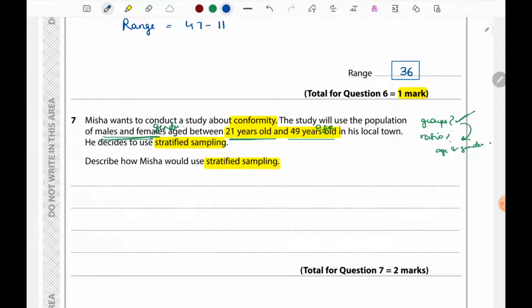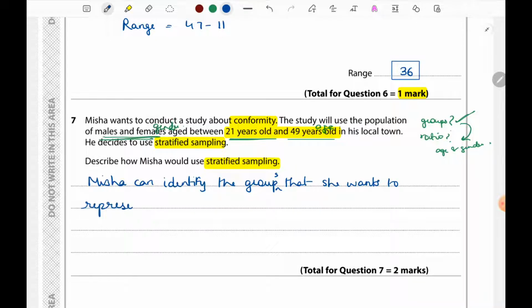Okay, let's see how to write this answer now. We can write: Misha can identify the groups that she wants to represent in her sample, namely age and gender.